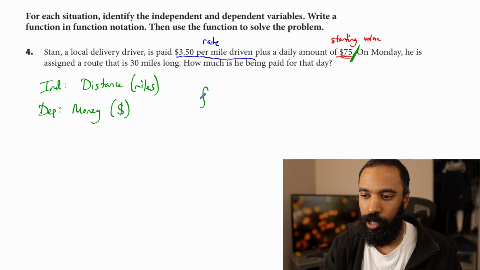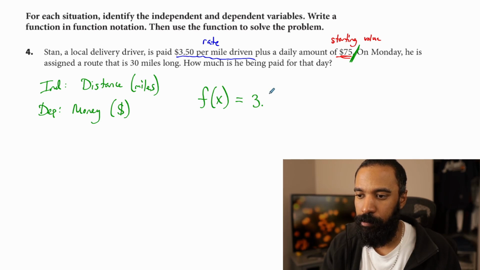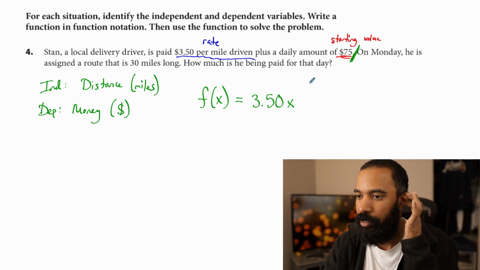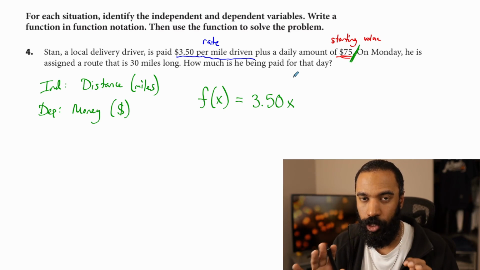Plus there's a $75 thing here. So we have another f of x equation here. The function of x, basically the amount of money earned total, is $3.50 per mile driven times the number of miles driven. That gives us how much money he earns for the driving portion.